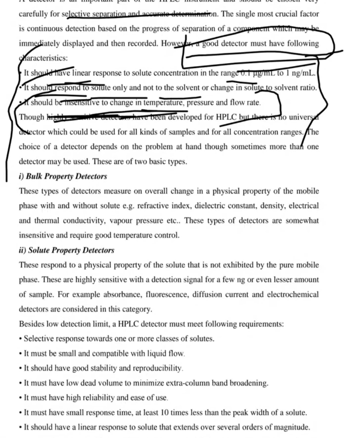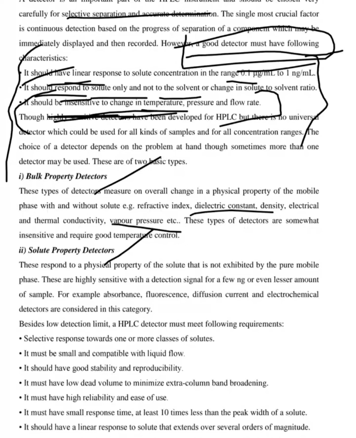Some of the detectors you can use are bulk property detectors and solute property detectors. Bulk property detectors measure an overall change in the physical property of the mobile phase, whatever changes take place in the mobile phase, even without any solute. For example, refractive index, dielectric constant, density, electric and thermal conductivity, and vapor pressure can be measured.